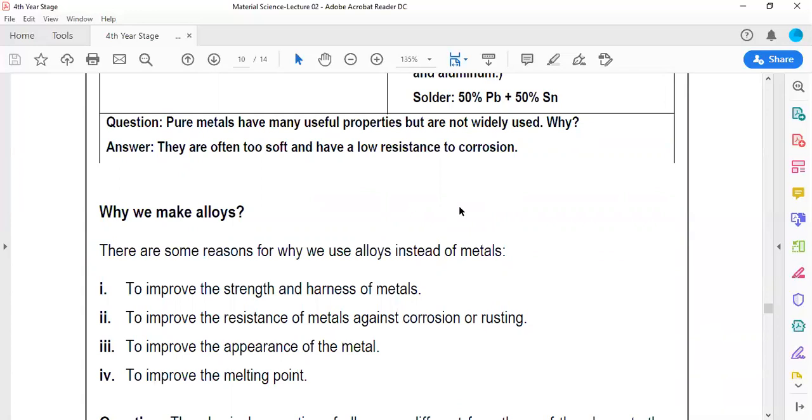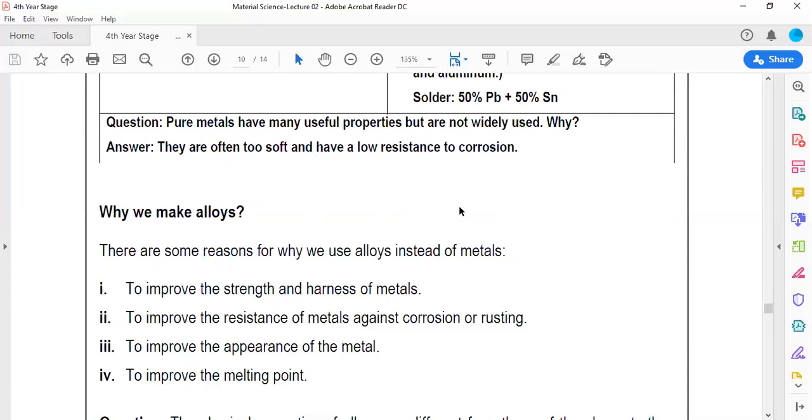We put a question for you and we answer it at the same time. What we're saying is, pure metals have many useful properties, good properties, yes, but they are not widely used. The question is, what's the reason? Why are we not using them widely, although they have good properties? Of course, the answer is they are often too soft, and have a low resistance to corrosion. So yes, they have good properties, malleability, ductility, but we cannot use them directly until we make them harder, stronger. So we make them as alloys, as we said today, by adding some other elements, to make them harder and more useful.